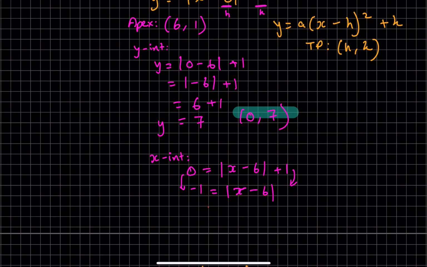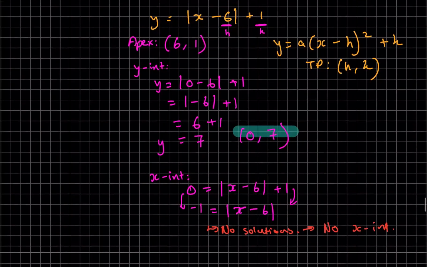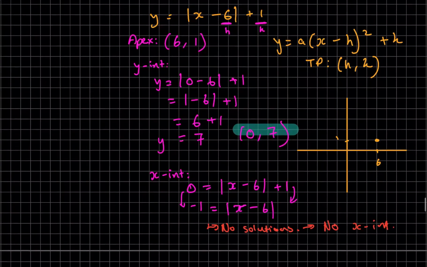So we have no solutions to this equation. So we have no x-intercepts. And this makes sense. If we go to graph this over here, then we already know that our apex will be at 6, 1. So let's make 6 over here, 1 over here. And our y-intercept is going to be at 0, 7. So that would be somewhere up here. Let's just put that there.